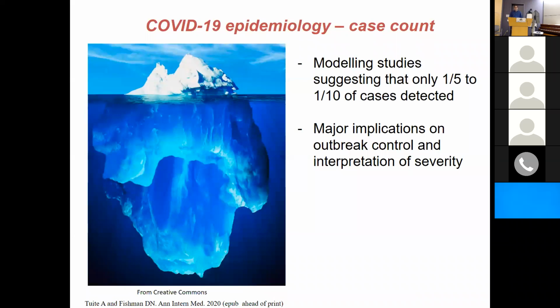Modeling studies more or less consistently suggest that we probably only see 1/5 to 1/10 of all cases out there. So we only see the tip of the iceberg. And this has major implications on outbreak control, obviously, because if you don't capture everyone, you will not be able to stop the chain of transmission. And it also makes interpretation of severity very challenging.